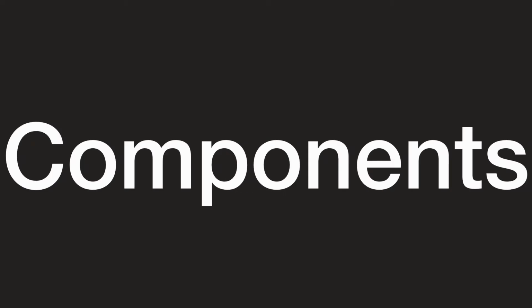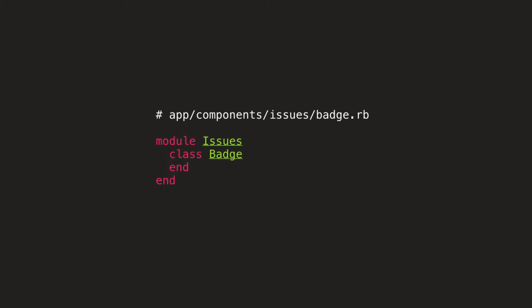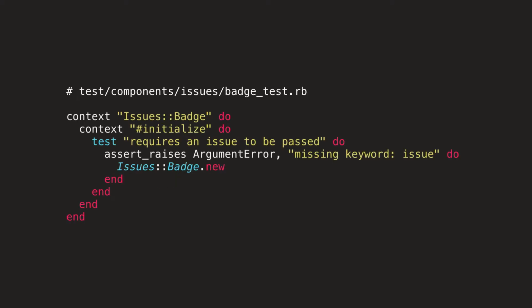Components. So what might it look like to have view components in Rails? Well, first of all, our views could be objects, like everything else in Ruby. Probably a good place to start. So let's do some TDD.